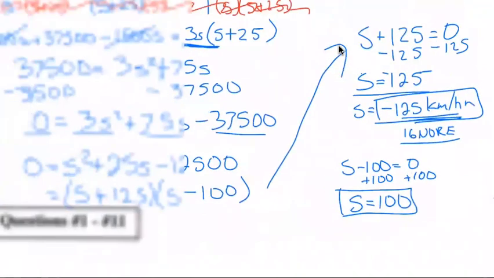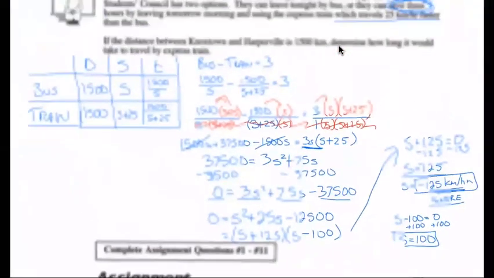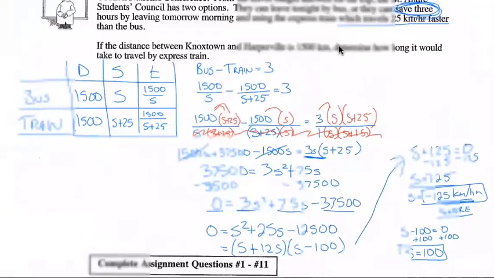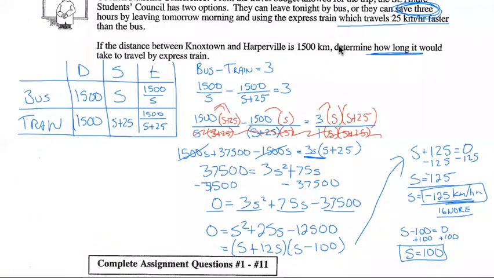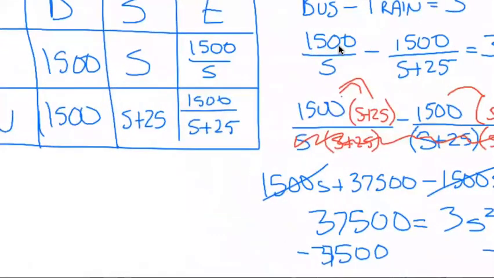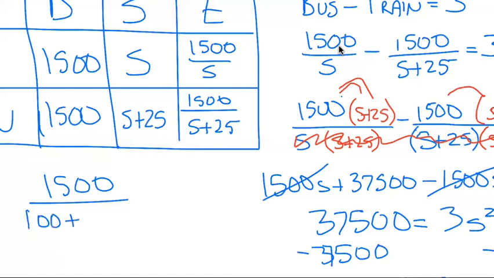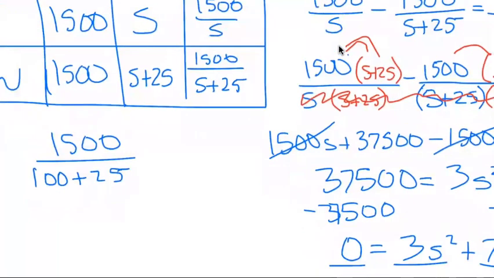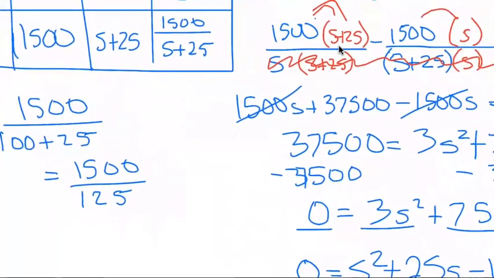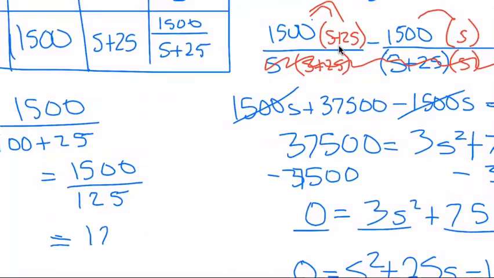Now, the question actually doesn't ask for the speed, does it? It asks for how long it would take to travel by train. So the time for the train is going to be 1,500 over 100 plus 25. I figured out speed to be 100, so that's 1,500 divided by 125, which is equal to 12 hours.